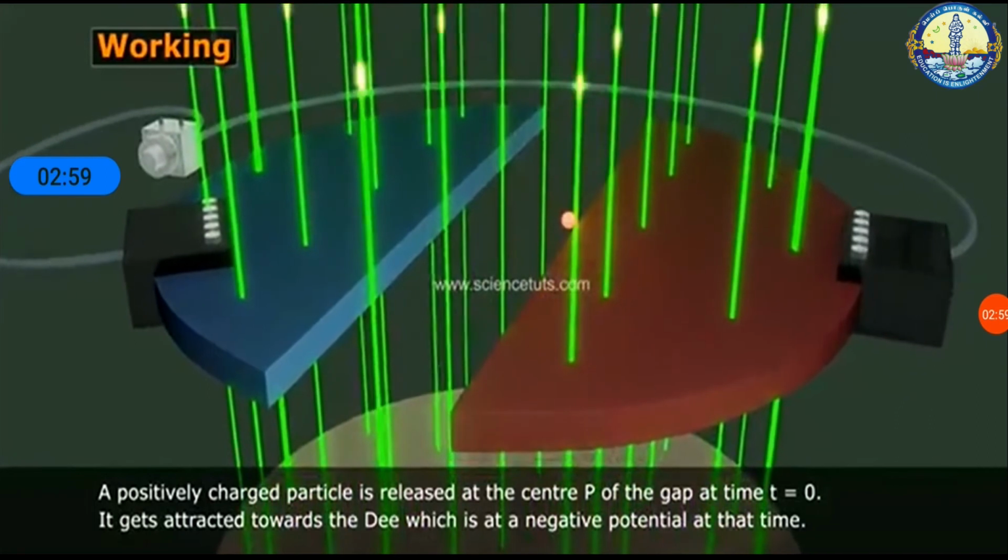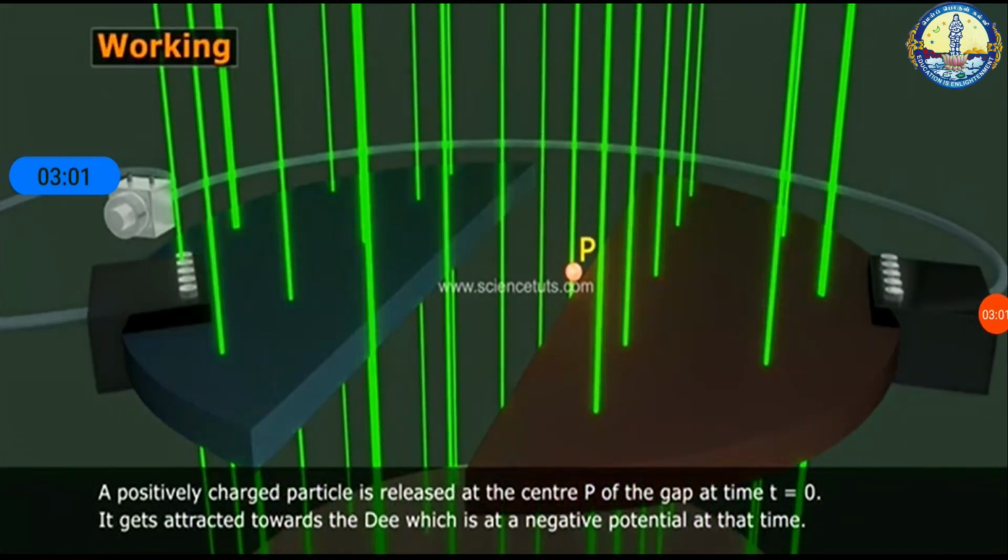A positively charged particle is released at the center P of the gap at time t = 0. It gets attracted towards the D which is at a negative potential at that time.